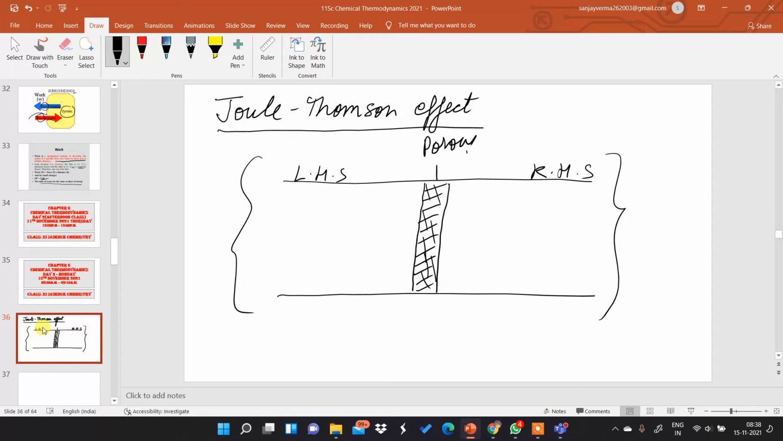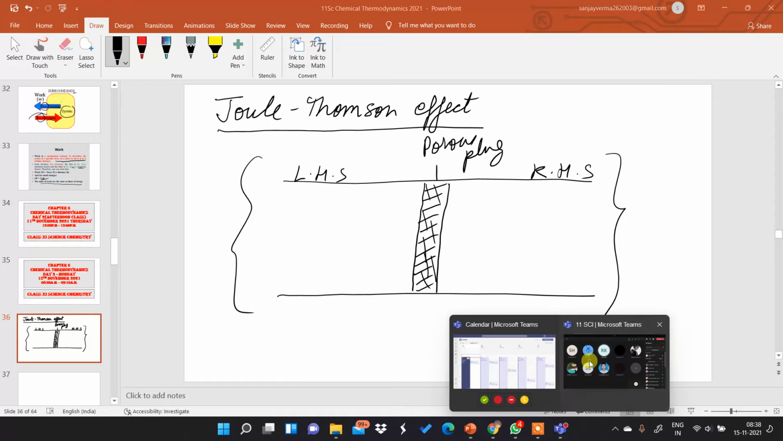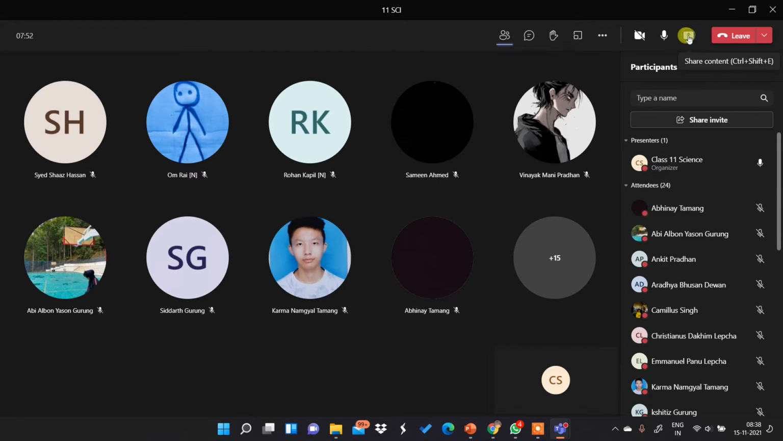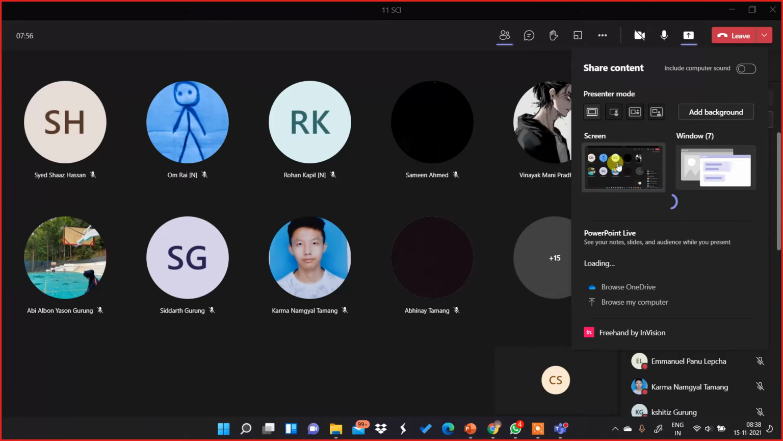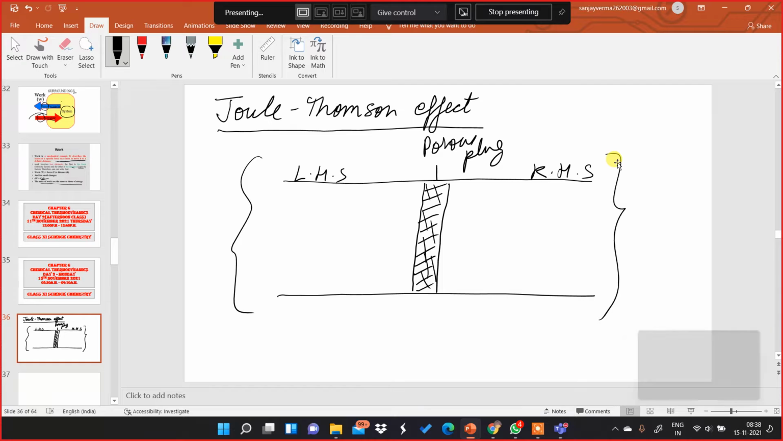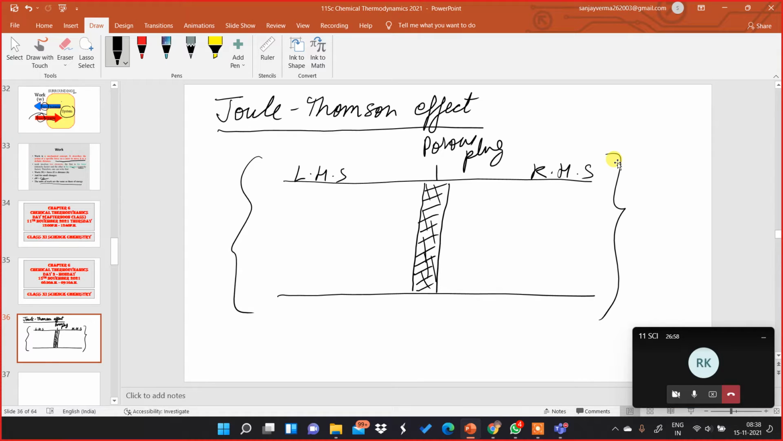We haven't shared the screen. Porous plug. Can you see the screen? No, sir. You cannot see the screen. Okay, let me share the screen. Wait. Can you see the screen now? Yes, sir. Okay, good.